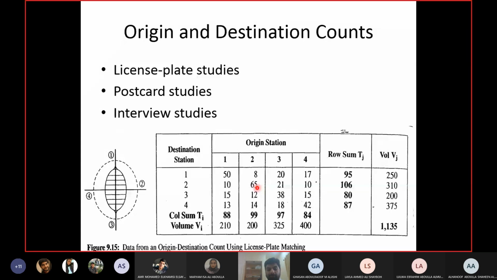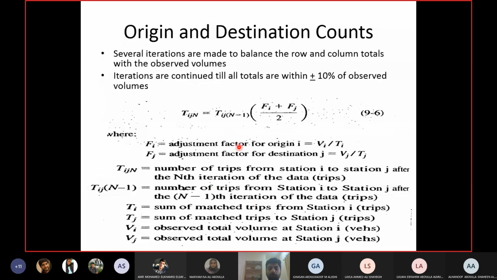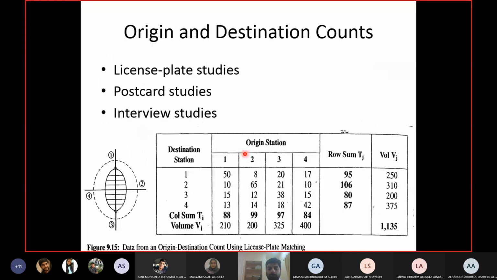So how to do the calibration? For calibration, we will calculate a sort of an adjustment factor. I think they are calling it adjustment factor, so we call it adjustment factor. To find out this adjustment factor, first of all, you will calculate the ratio of the sum of each column with the volume of that column.